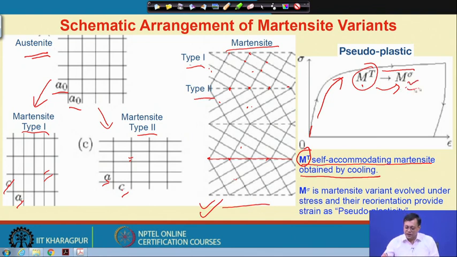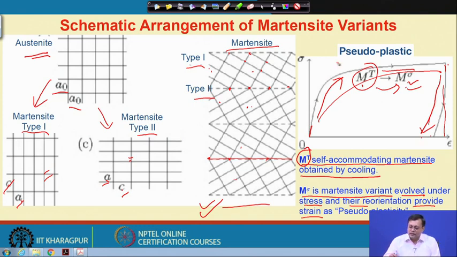Okay. M sigma stands for the martensite variant which evolves under stress, and their reorientation means basically twinning. So, basically twinning means one type of twin grows at the expense of the other one, and their orientation changes. So, we are getting some plastic strain, and then if I release the stress, some amount is recovered, but I am only talking here about the deformation of martensite only. Okay. So, this is the different martensite variant, and so it basically comes back.